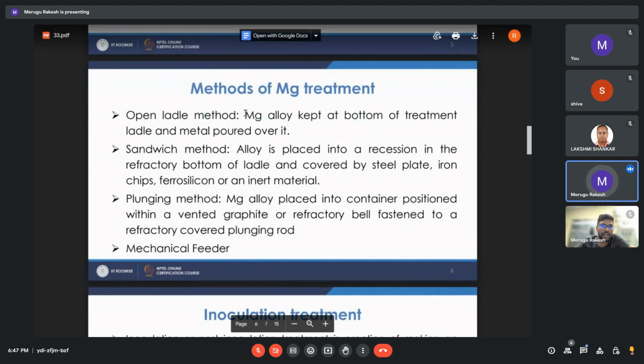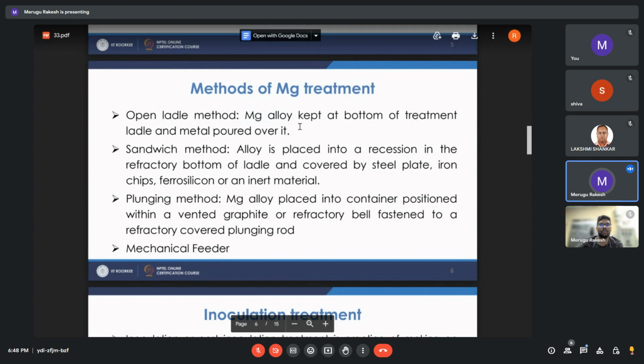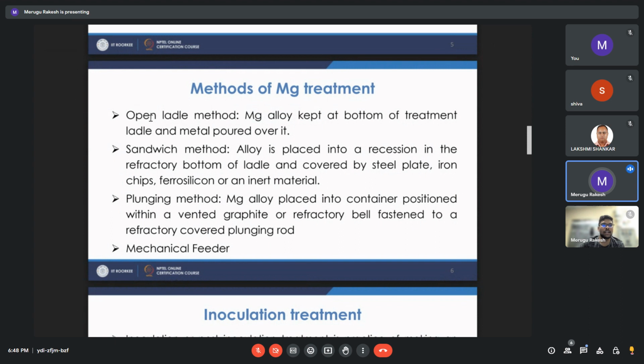It is just by magnesium. So in a furnace, at the end we keep this magnesium alloy, and we just pour the metal on it. Whichever metal is coming in contact with magnesium, it will oxidize this sulfur and remove it. It will form magnesium sulfide, Mg-S, and it removes that sulfur. So that is the open ladle method.